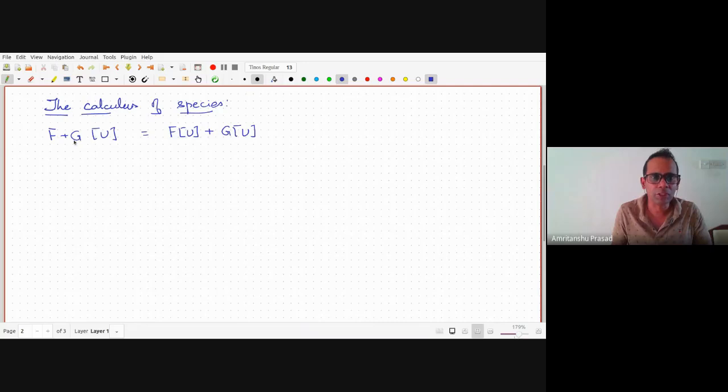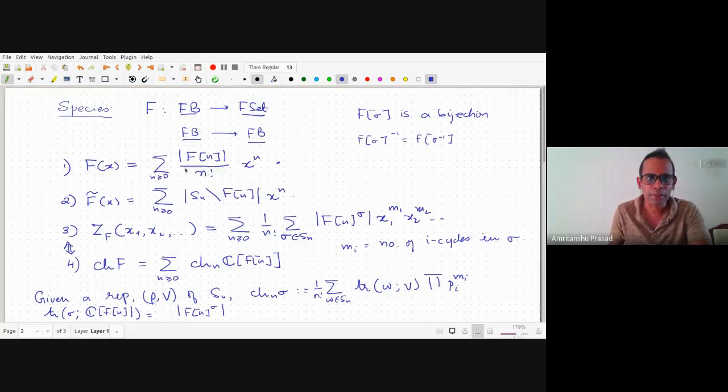So an F plus G structure on U. So remember this language that they use. They say F of U denotes an F structure on U.